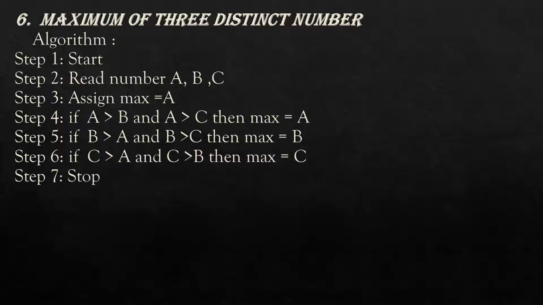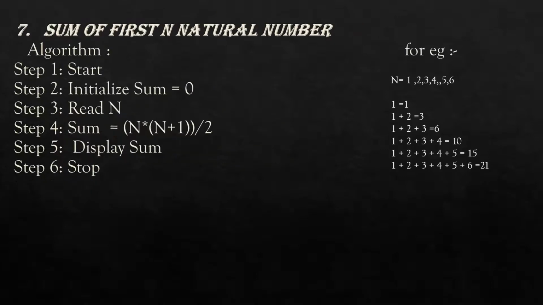If b, that is 30, is greater than 25 and 30 is greater than 35, then max is equals to b. So obviously the condition goes wrong, so it will go to step 6. If 35 is greater than 25 and 35 is greater than 30, then max is equals to c. Obviously 35 is greater than 25 and 30, so the result will display as c is greater. Now stop. In step 7, we'll stop the algorithm.